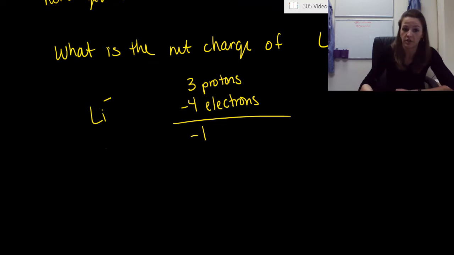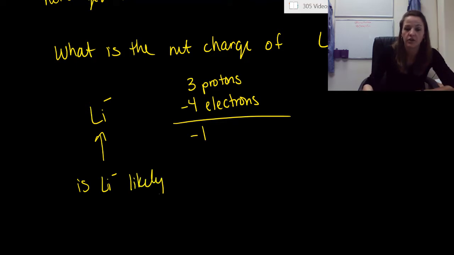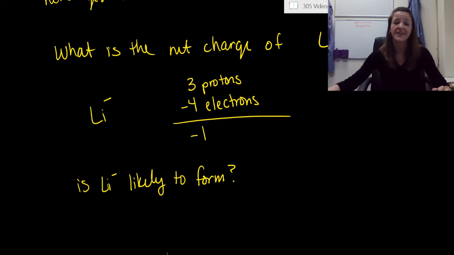So here's my question for what we just solved for. Is Li minus, so lithium minus, likely to form? Go. Did you get an answer? Hopefully you did, but if you didn't, that's okay. The first thing I'd want you to do is to identify your atom, which is lithium. So then you go through the checklist where we have the 3 different properties.